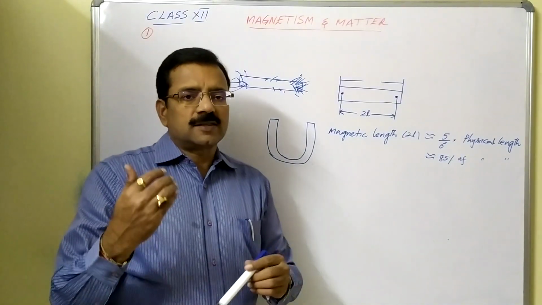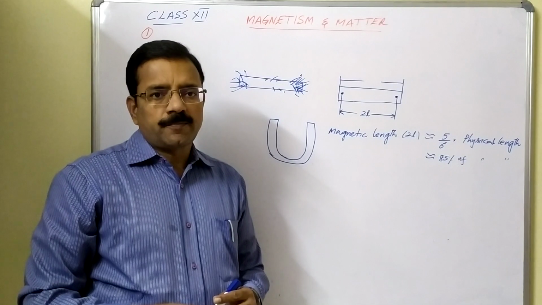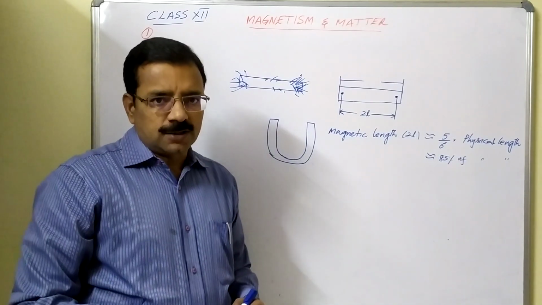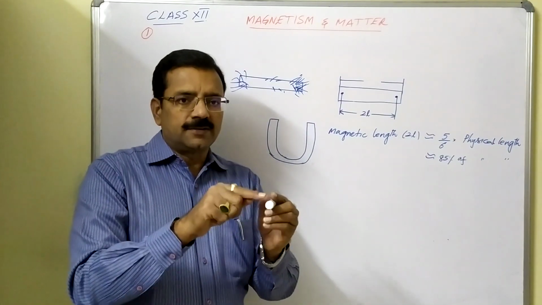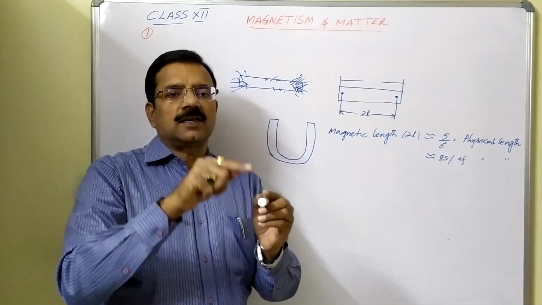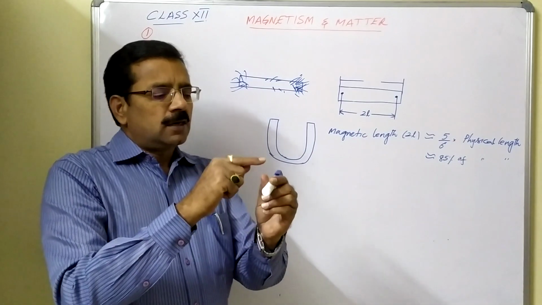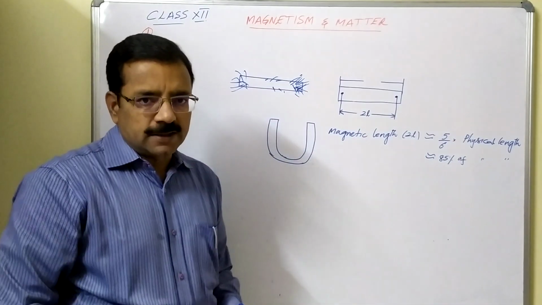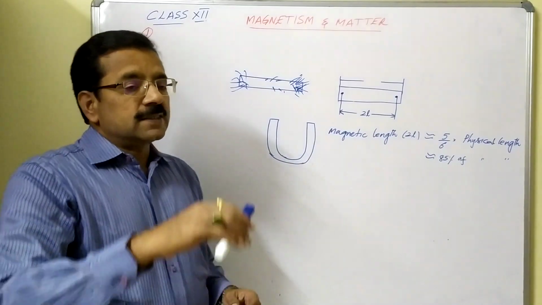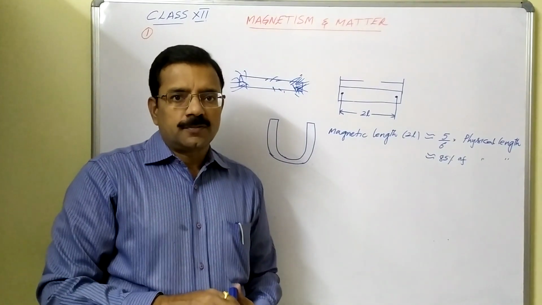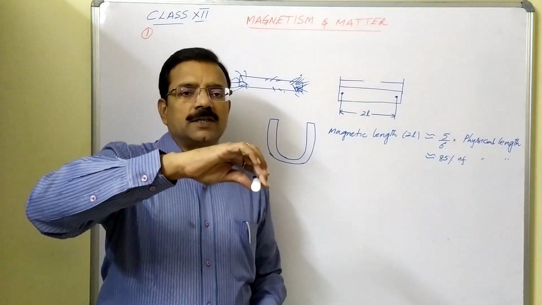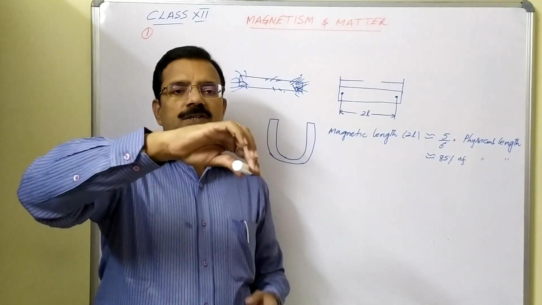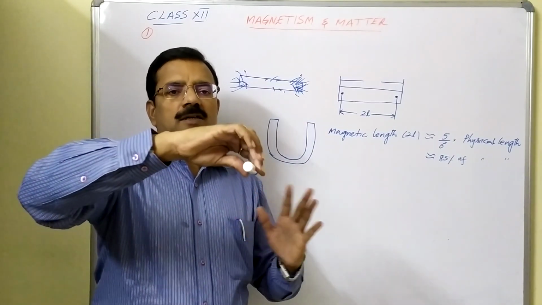Later, while discussing terrestrial magnetism, I will explain the reason for this nomenclature, why the end which points to Earth's south is taken as the south pole of the magnet, and the end which points to Earth's north is considered the north pole. So this is the directive property. That is, every freely suspended bar magnet in the horizontal plane always comes to rest along Earth's north-south direction.